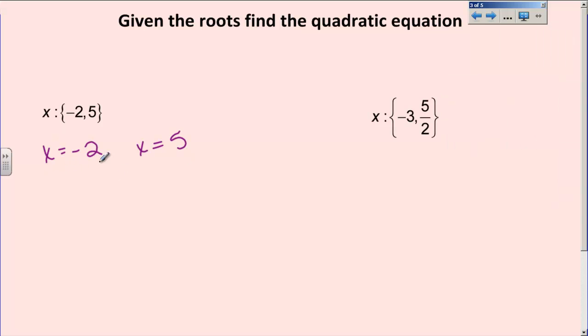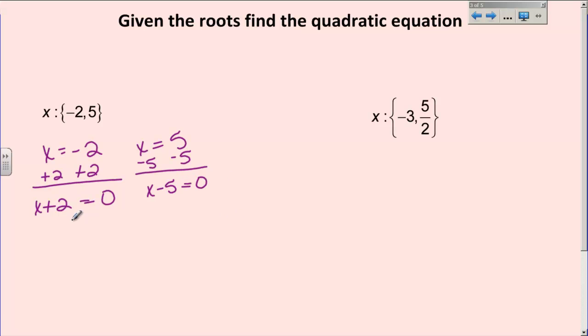Well, to make this equal 0, if I add 2 to both sides, the left-hand side becomes x plus 2, and it equals 0. So now I'm good, okay? One of my factors is x plus 2. I'm halfway there. I'm going to do the same thing here. I've got to make this equal 0. And to do that, I'm going to end up having to subtract 5 from both sides. So the left-hand side becomes x minus 5 equals 0.